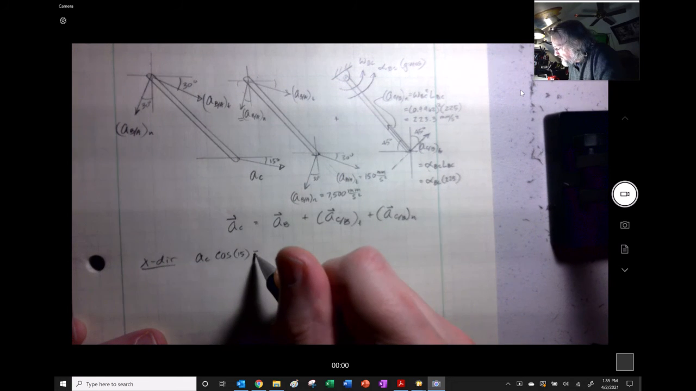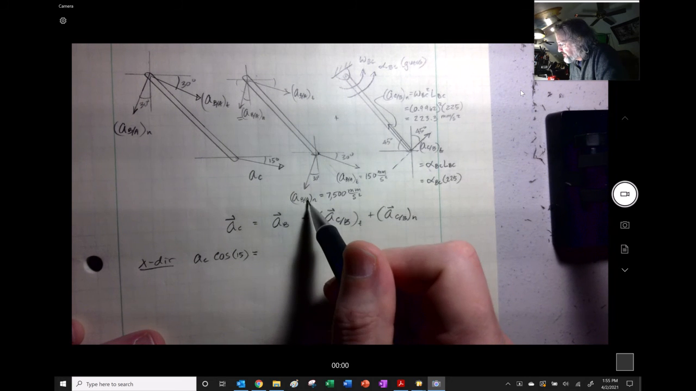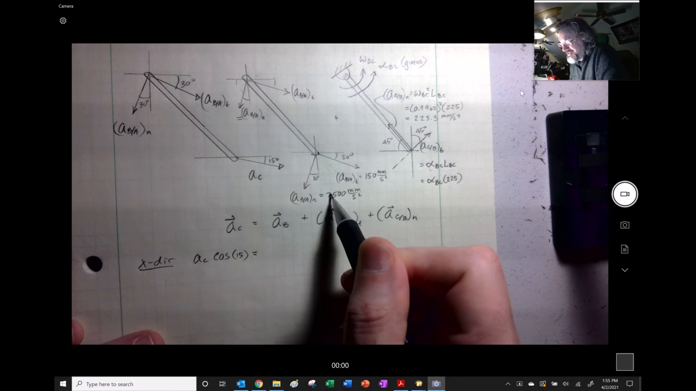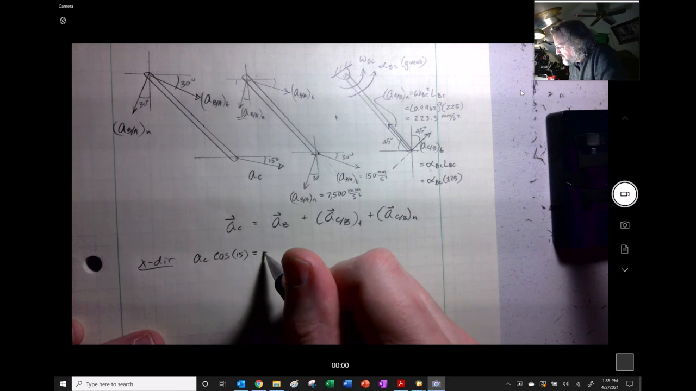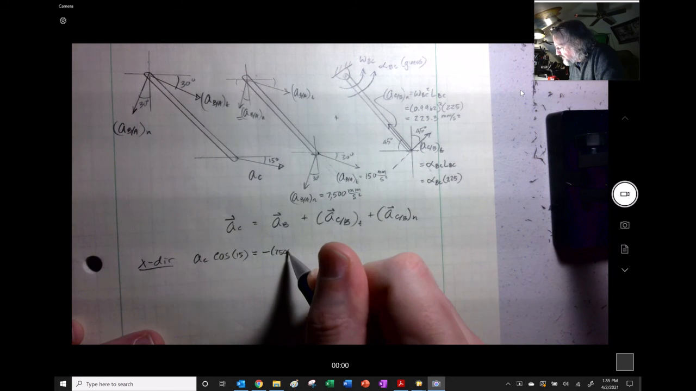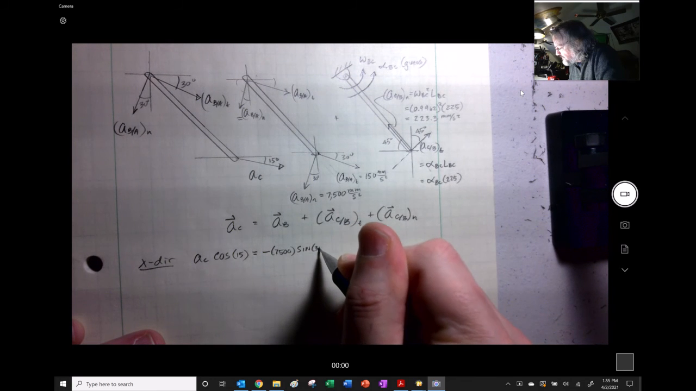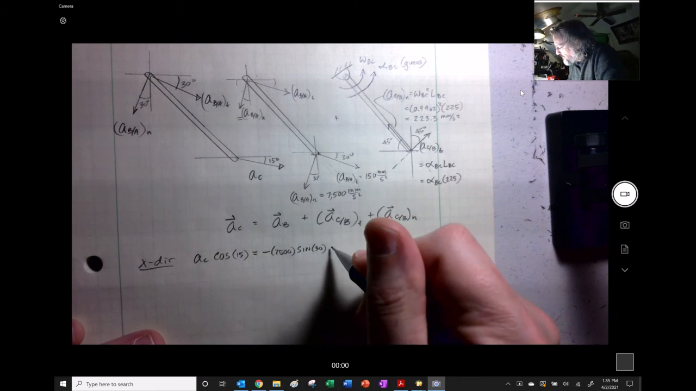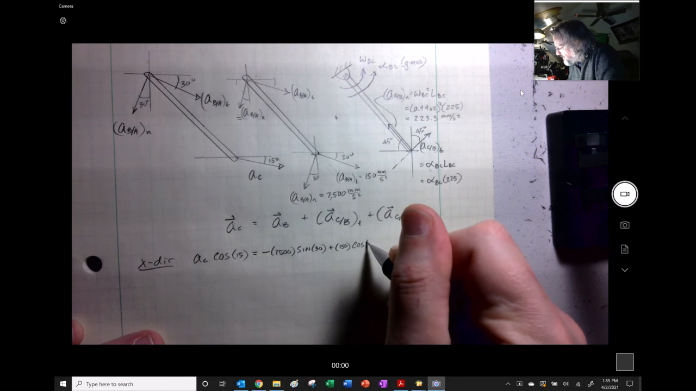Here we're going to have several different things. But let me start with this. We know that this is negative, right? This is then the negative X direction. So we have a negative 7,500, and that's going to be times the sine of 30. And then here we're going to have a positive 150 times the cosine of 30.